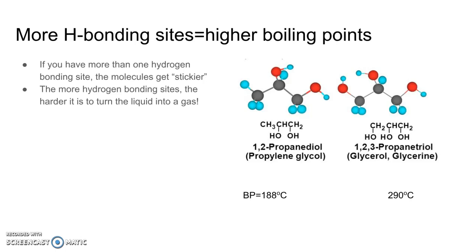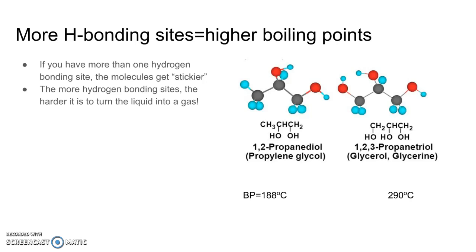Again, with more hydrogen bonding sites, there's higher boiling points. So if we're talking about more than one hydrogen bonding site, then the molecules end up getting stickier. The more hydrogen bonding sites, the harder it is to turn a liquid into gas. A great way of thinking of it is sort of like Velcro sites. If I'm thinking about something, for example, as this propylene glycol, this first molecule right here, and then glycerol, that second molecule right there.